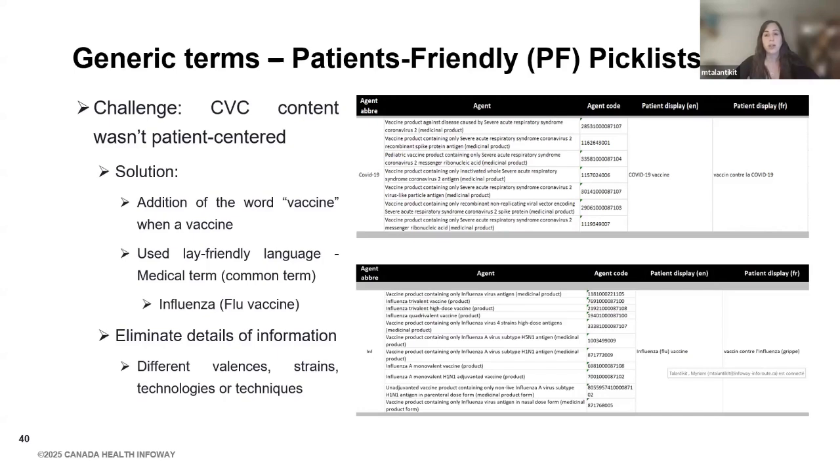As I mentioned in the previous slide, we eliminated all details of information, as you can see in the two tables here. So we have a lot of generic terms for COVID-19 and for influenza, but we really kept the higher level of information. Next slide, please, Anil.